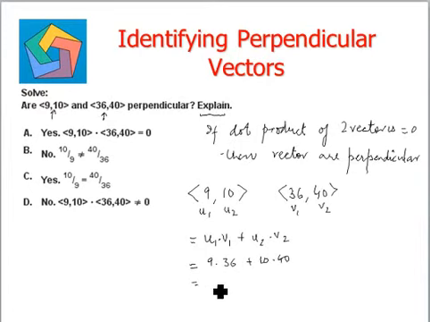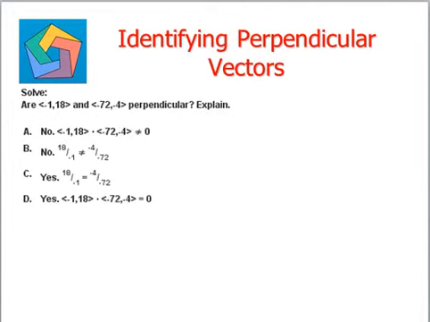This is 324 plus 400. This is equal to 724. Since the dot product is not equal to 0, therefore these vectors are not perpendicular. So we say option D, that no, the dot product is not equal to 0, therefore the given vectors are not perpendicular. Let's try the next question.